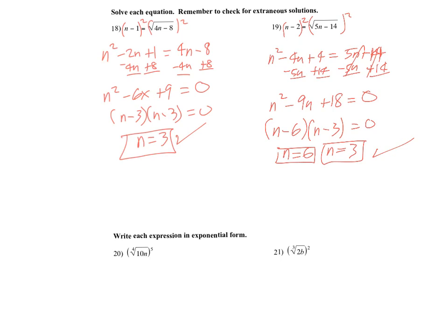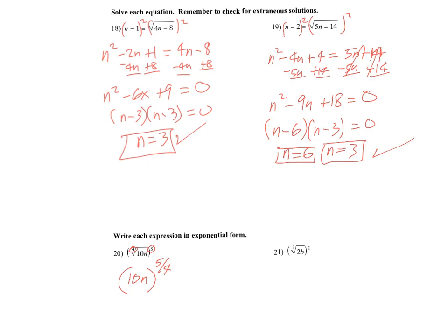Okay, writing in exponential form. So remember in this case, we have this 10n under the radical, so that's going to stay as 10n all together. The index on the radical becomes the denominator of our fractional exponent, and the power becomes the numerator. So this is going to become 10n to the 5/4 power.